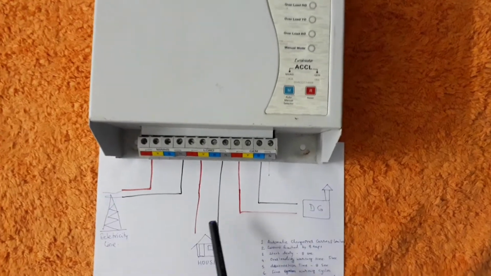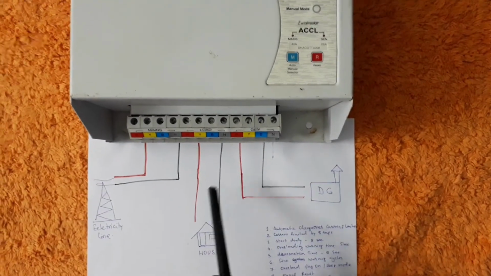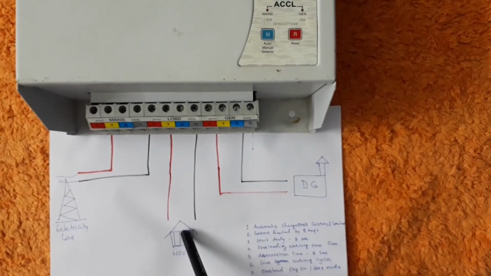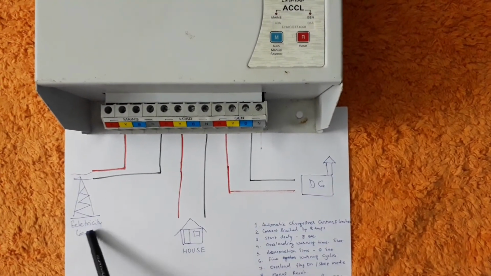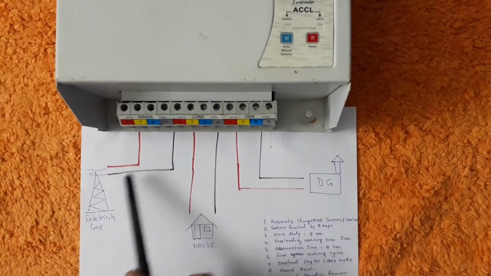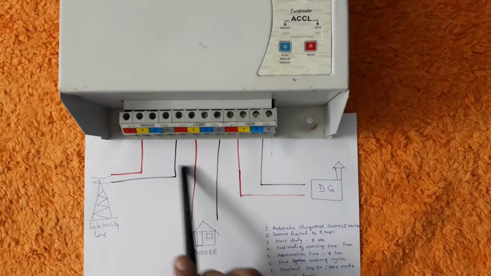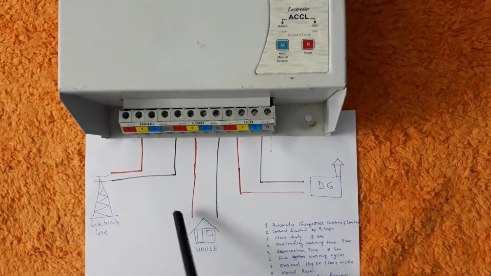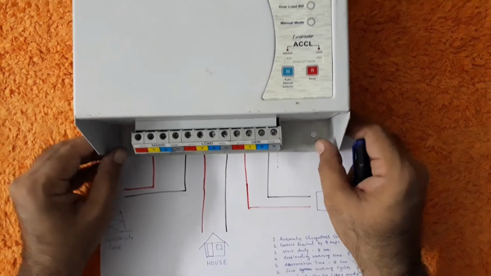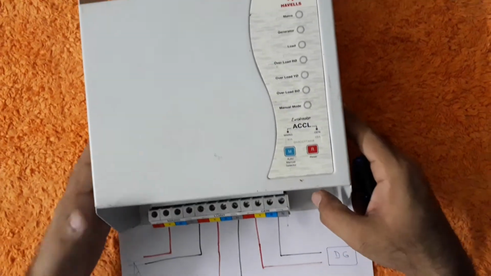As we understand, this ACCL is basically connecting the DG set to our house whenever there is no power, and when the power comes back, it disconnects the DG and connects to the electrical line, and this function happens automatically. So let's see what is inside the ACCL and how it functions. I am just opening it.